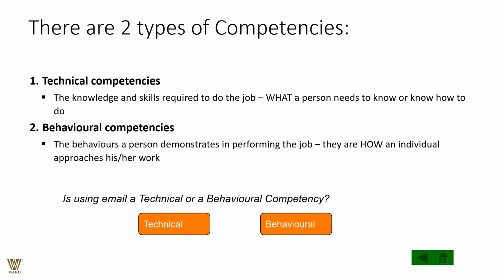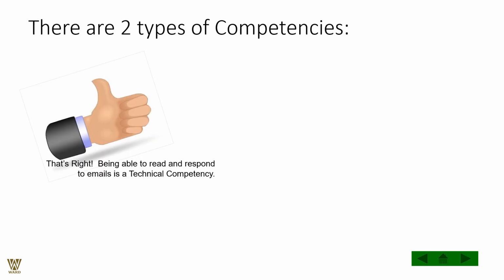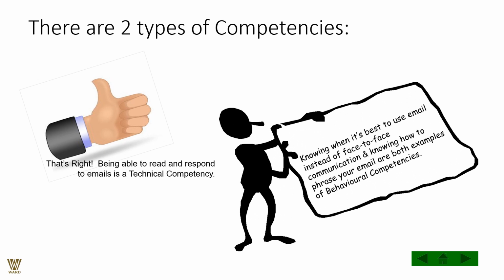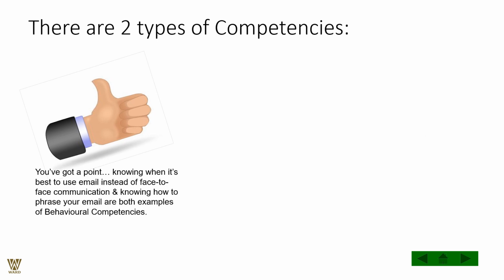Or should I say rephrase this term with how an individual approaches his or her work, perhaps that is what we look to go around. So just for an example, is using email a technical or behavioral competency? Probably both of them, as the case might be. So there are two types of competencies. Why? Because knowing when to best use the email instead of face-to-face communication and knowing how to phrase your mail is both an example of a behavioral competency and a technical competency. Yes, there are two types of competencies which we require, both technical and behavioral as the case might be.